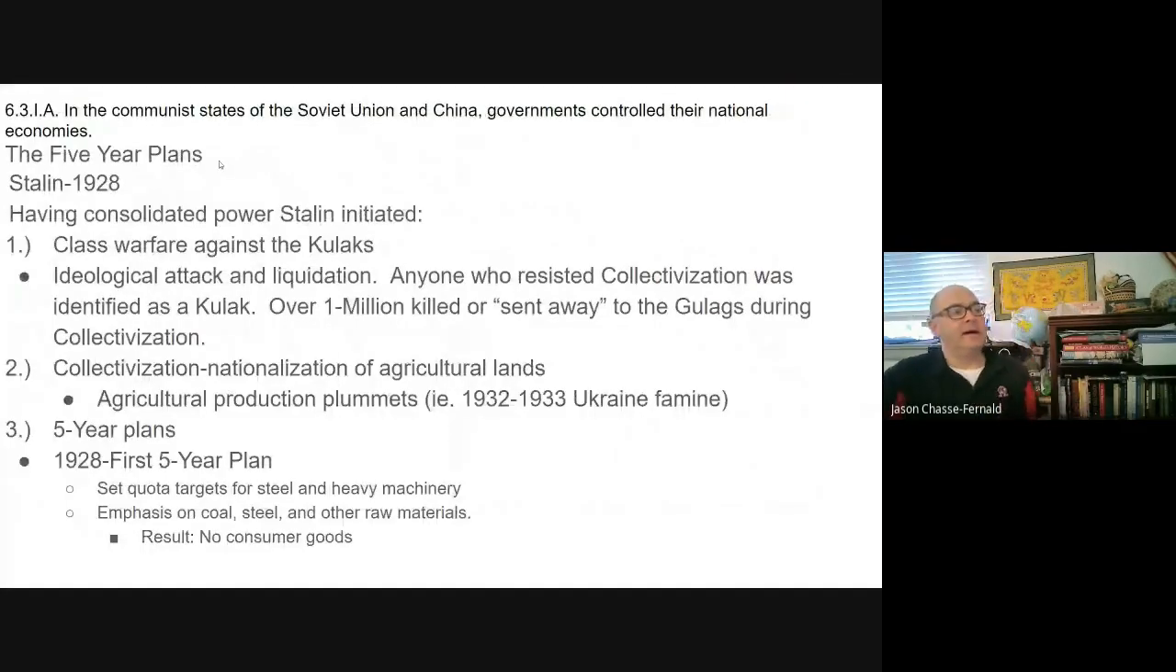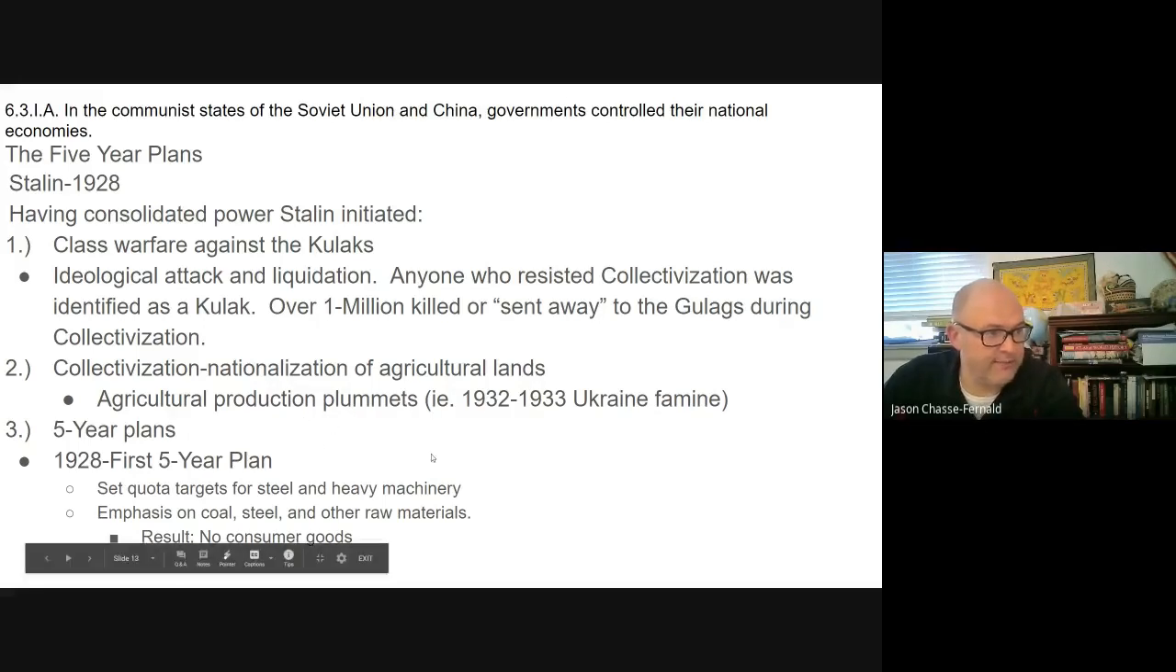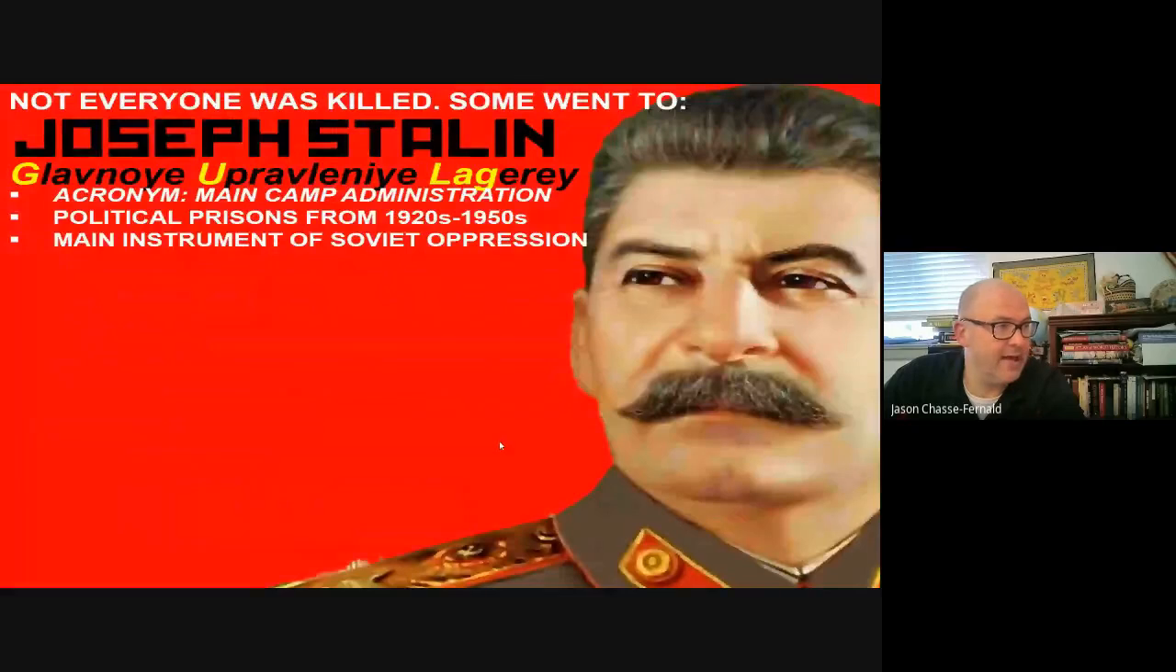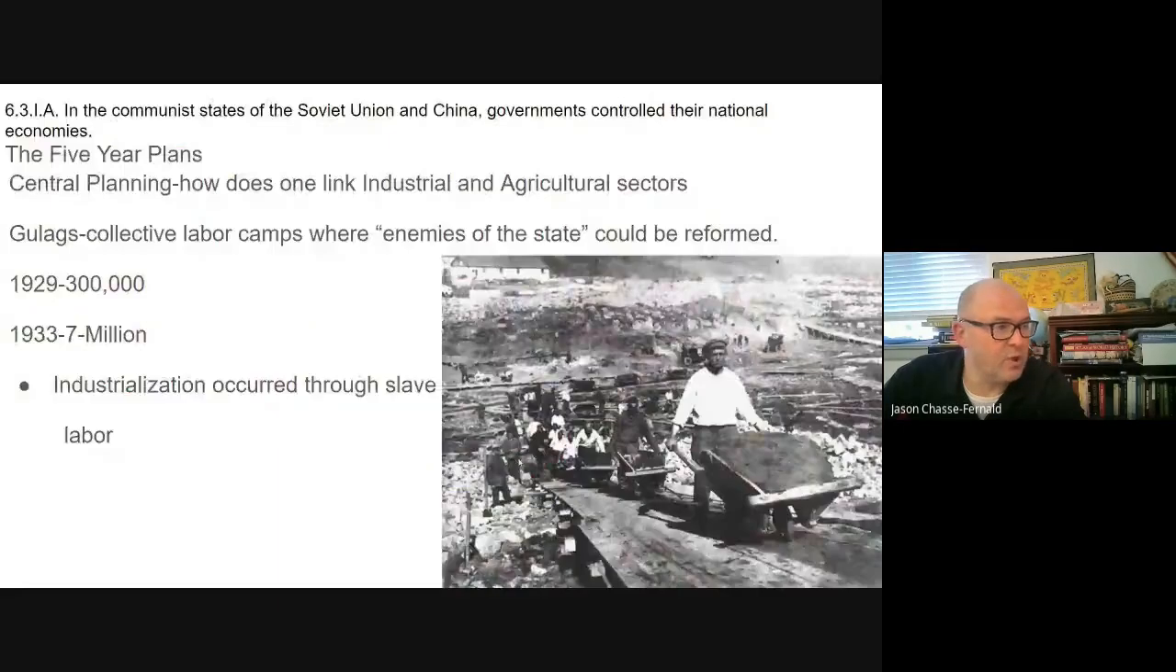All right. So the 5-year plans, right? This is obviously an example of class warfare by Stalin, right? Starting around the beginning, 1928, when the first 5-year plan begins. And of course, the agricultural productivity is going to plummet as a result of this, right? So what are we talking about? We're talking about setting of quotas with these 5-year plans. No real consumer good focus, coal, steel, other raw materials, right, and agricultural output. So you hear these words gulags.